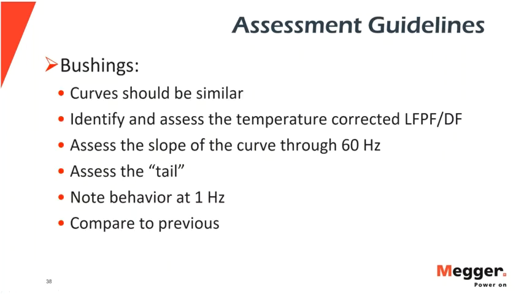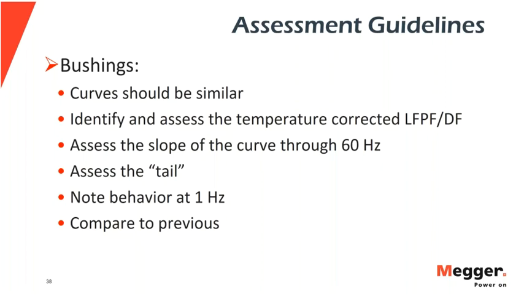With bushings, very similar to transformers. However, with the bushings, we're typically afforded the convenience of testing at least 3 similar bushings at a time. So the response should be similar for the 3. Otherwise, I would say the analysis is quite similar. We're not really looking for a trough anymore on the bushings, but we are assessing the slope of the curve through 60 hertz, and we're looking at the tail of the bushing results. There's a lot of good value to be had on bushing results down at 1 hertz. And just like with transformers, if you have previous data, for sure, use that as well.